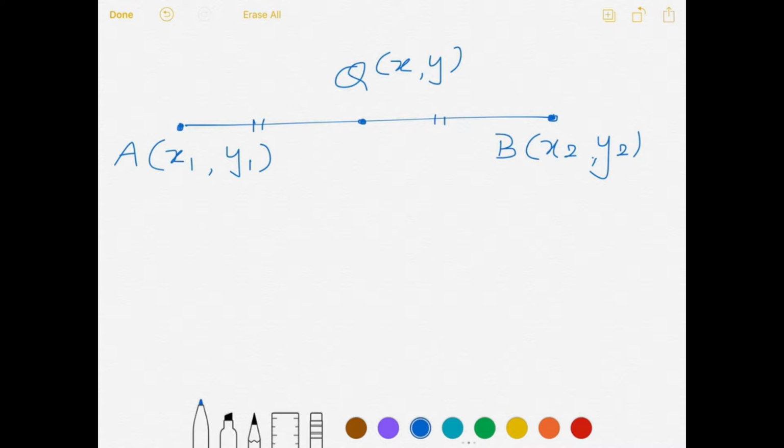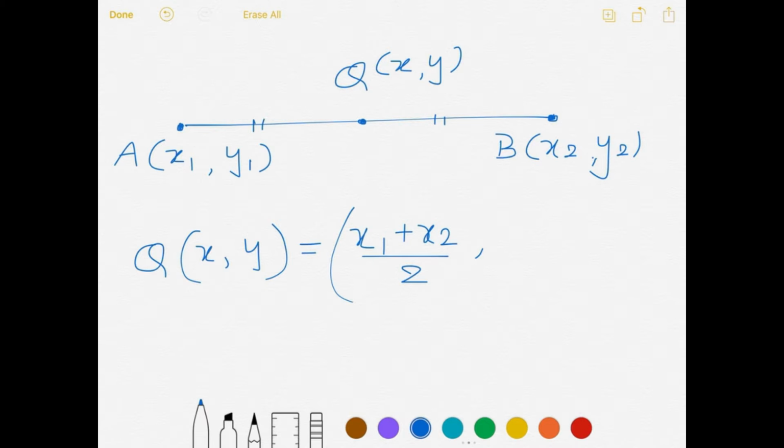Now how to find the coordinates of the midpoint? Very easy. Just take the coordinates of points A and B, add them, and divide by 2. So Q(x, y) equals the addition of the x coordinates divided by 2, and the addition of the y coordinates divided by 2. This is the midpoint formula: (x1 + x2)/2, (y1 + y2)/2.